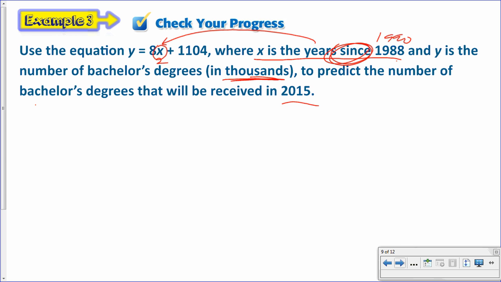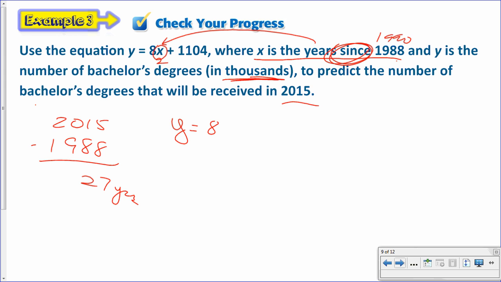To predict the number of bachelor's degrees that will be received in 2015, how many years is that? 2015 minus 1988. Do that on the calculator. 27 years. So it's 27 years since the beginning, right? Now all I have to do is plug it into my equation: 27 for x.